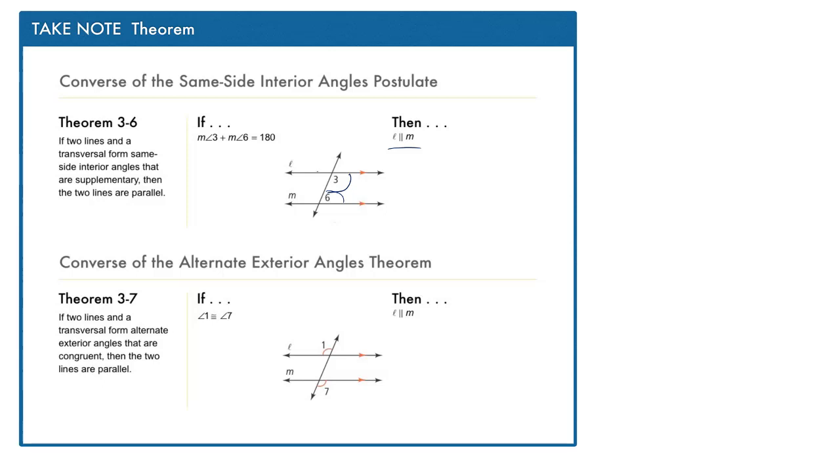If we knew these other same side interior angles were congruent, then we could use Theorem 3.6 as well to show that lines L and M are parallel. Theorem 3.7, the converse of the alternate exterior angles theorem, states that if two lines and a transversal form alternate exterior angles that are congruent, then the two lines are parallel. So alternate exterior angles, like angles 1 and 7 shown here, if we know that those two are congruent, then lines L and M are parallel.